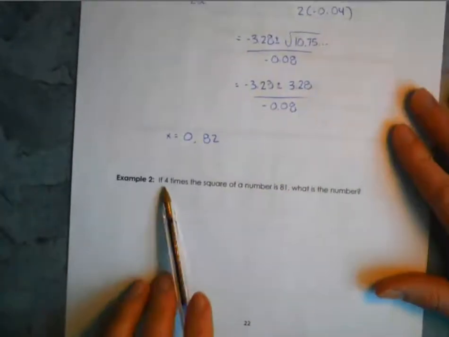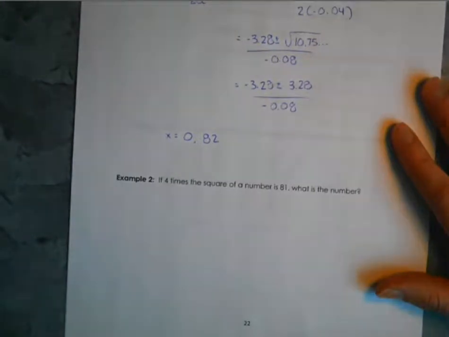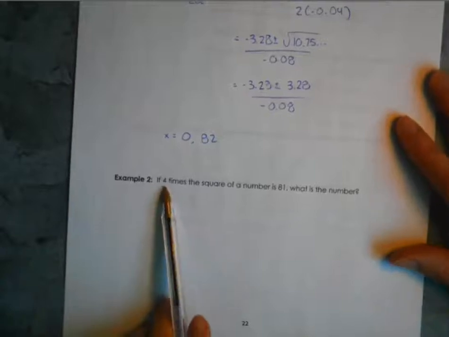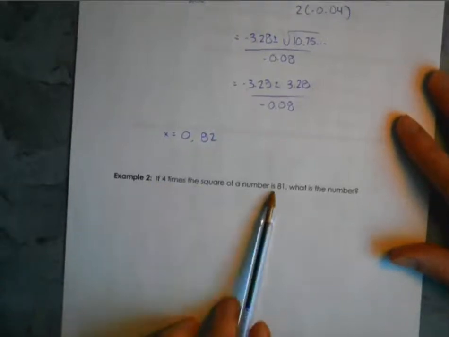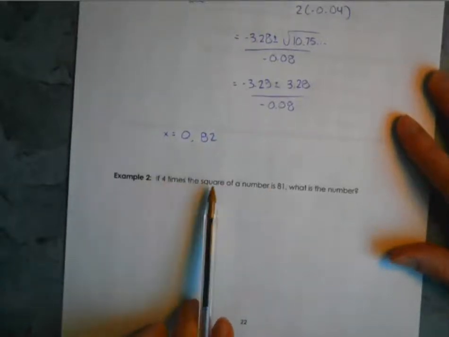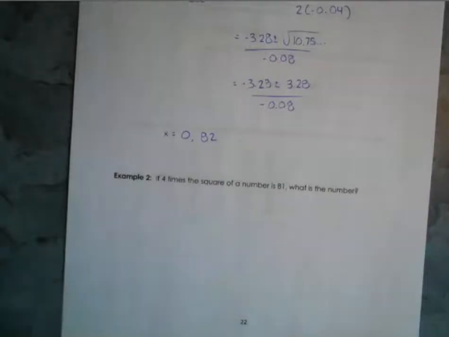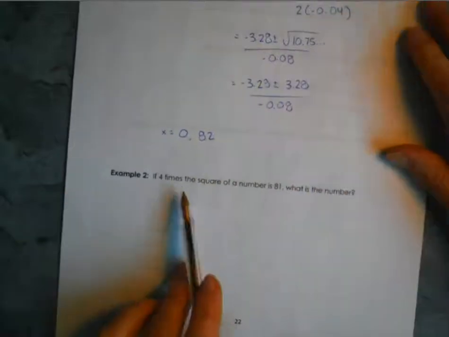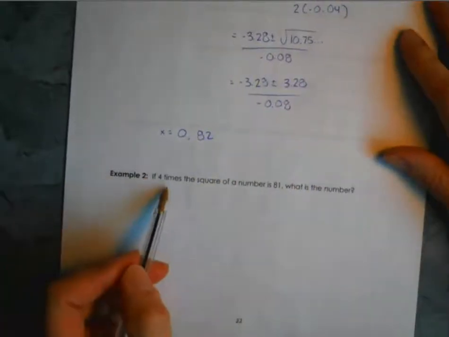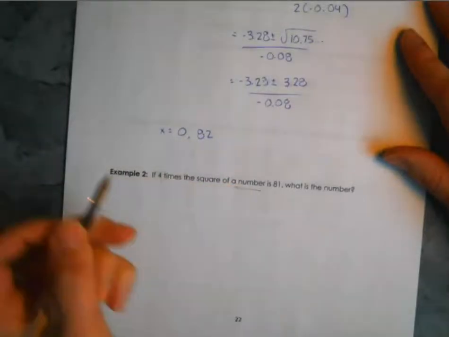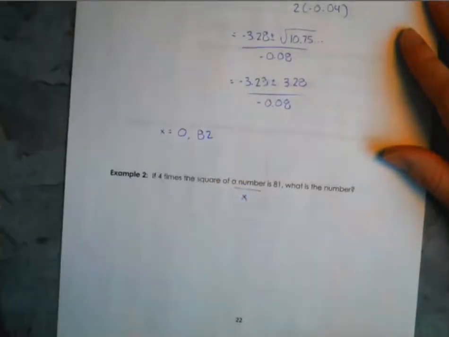Now a lot of times what we're doing with these types of questions is we're solving kind of weird types of questions, like if 4 times the square of a number is 81, what is the number? So you're given this kind of obscure thing, and what you need to think about is how you can set up an equation that represents what they're saying here. So we're looking at 4 times the square of a number. So a number is going to be the variable, so we're going to call that x.